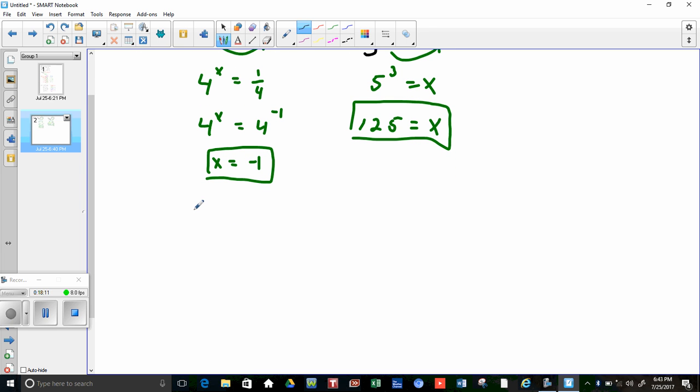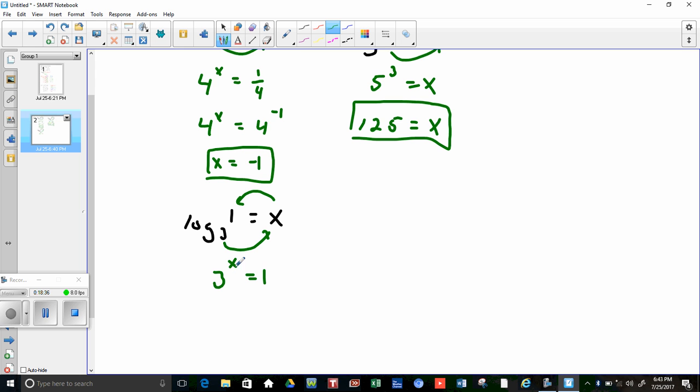Let's do log of 1 base 3 equals x. All right, this is actually kind of a special one, but we're still going to go through the process because I want you to see what's happening. 3 to the x equals 1.